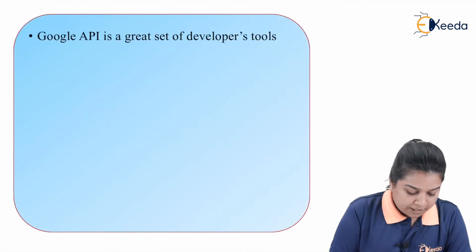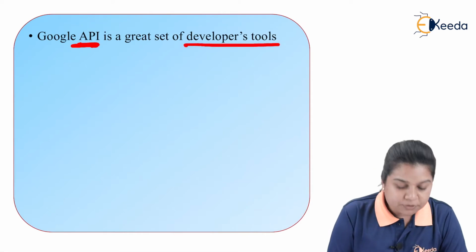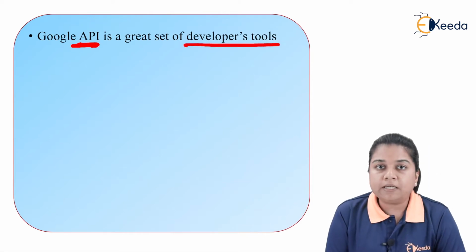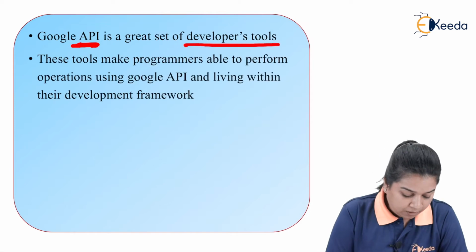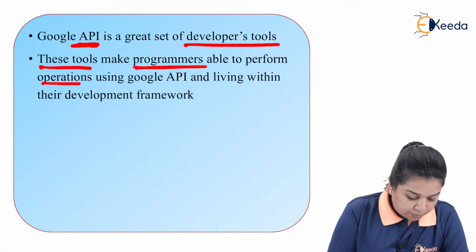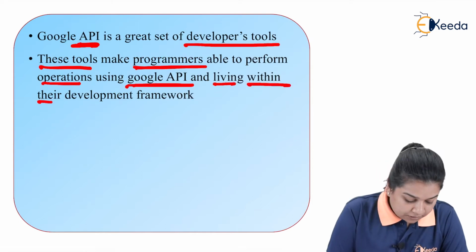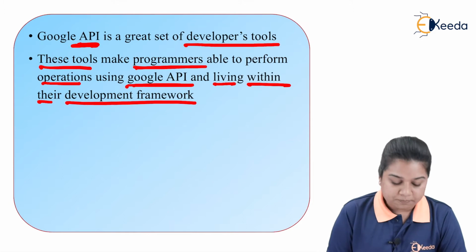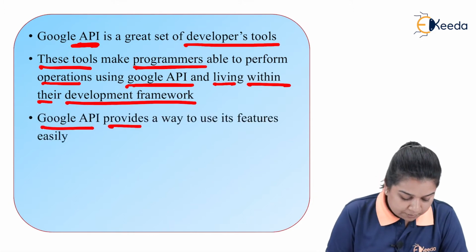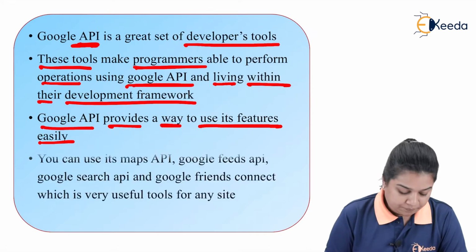What is Google API? Google API is a set of developer tools, or I could say it is a great set of developer tools. These tools make programmers able to perform operations using Google API while living within their development framework. Google API provides a way to use its features easily.